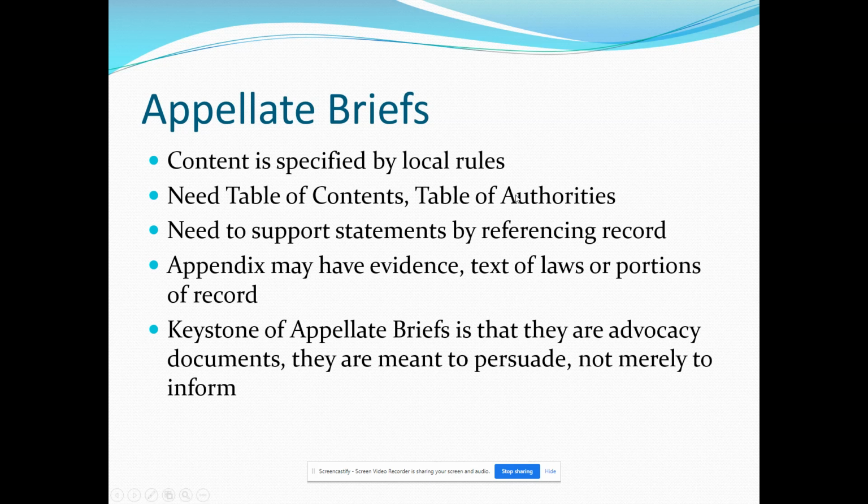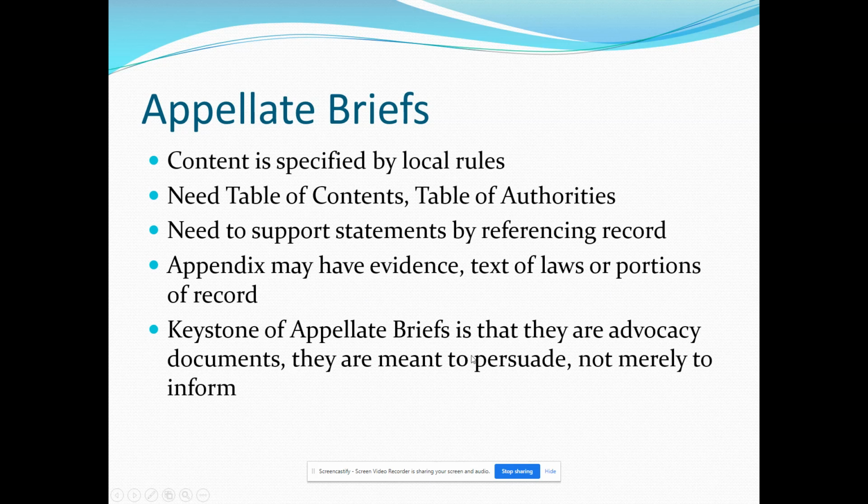The content, and this is what you're going to be working on in your homework, is looking through what an appellate brief really looks like and comparing it to what our textbook says an appellate brief has to contain. You need things like a table of contents and table of authorities. If you are making factual statements, that needs to be referenced by the record. An appendix to an appellate brief may have these pieces of the record. They may have evidence. They may have texts of laws or portions of the record.